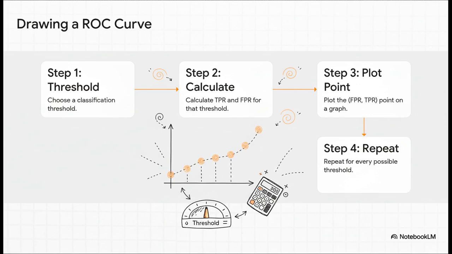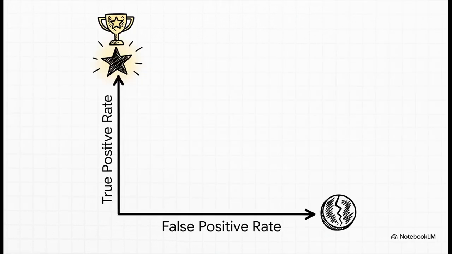Then, you just do it again. You try a different threshold, calculate a new TPR and FPR, and plot that point. You do this over and over for every possible threshold. And when you connect all those dots, you get your ROC curve. And this is the graph itself, the ROC space.